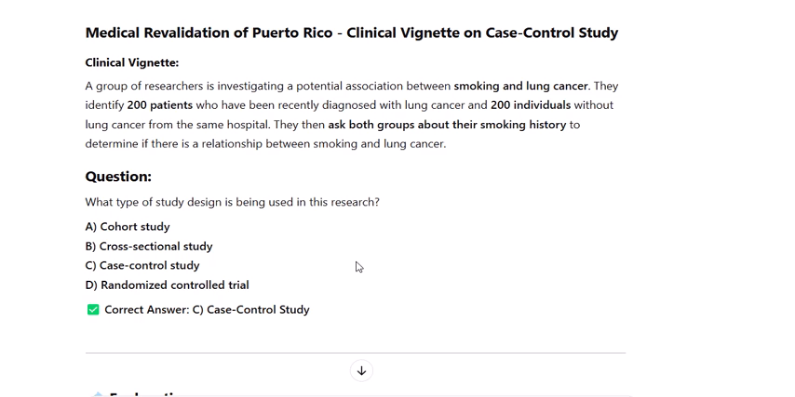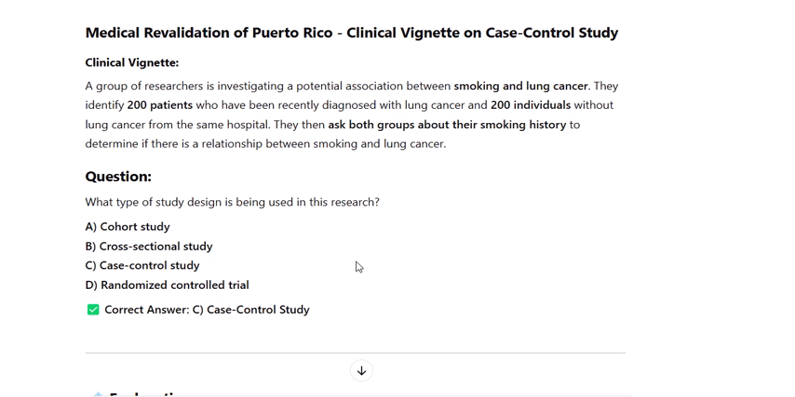They identify 200 patients who have been recently diagnosed with lung cancer and 200 individuals without lung cancer from the same hospital. They then ask both groups about their smoking history to determine if there is a relationship between smoking and lung cancer. Question: what type of study design is being used in this research?